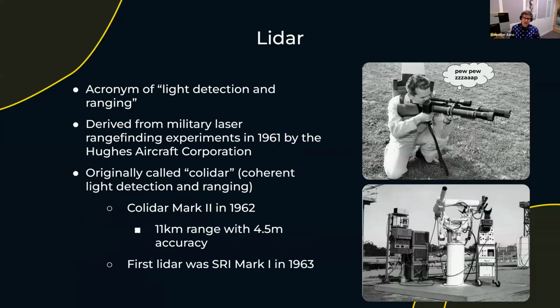As far as LiDAR goes, LiDAR is actually an acronym like radar or scuba. It stands for light detection and ranging. And like almost everything, it derives from Cold War military experiments with laser rangefinders, which is why the first LiDAR you see in the top right there, which is technically a LiDAR unit, is basically an M14 stock with some lasers strapped onto it. That was built in 1962 with an 11-kilometer range and 4.5 meter accuracy as far as laser range finding goes. But the actual first LiDAR was in 1963, the SRI Mark I that you see on the right there. But again, very military looking thing. And I also don't know about having those computers out in the sun. I'm sure that was just a publicity photo.